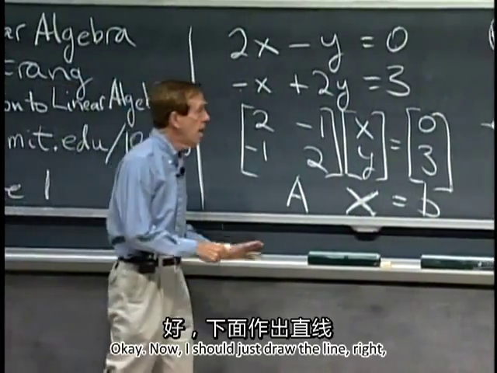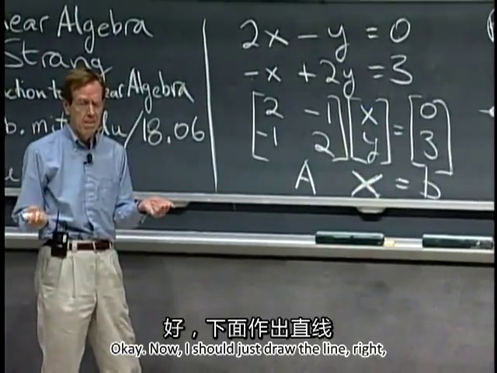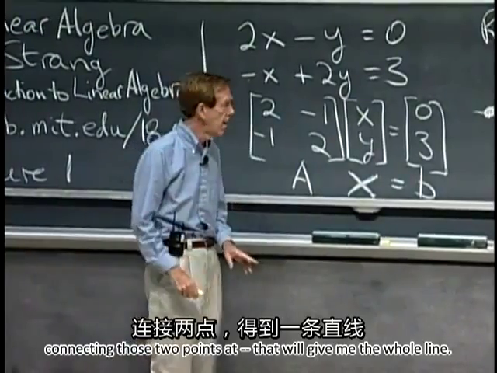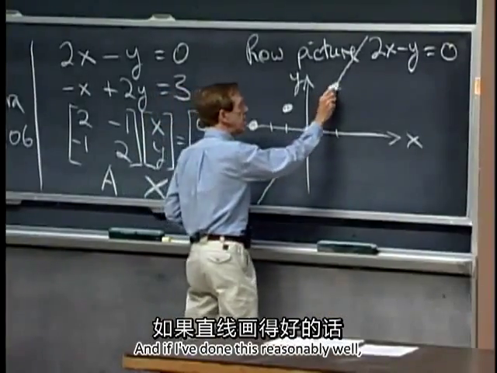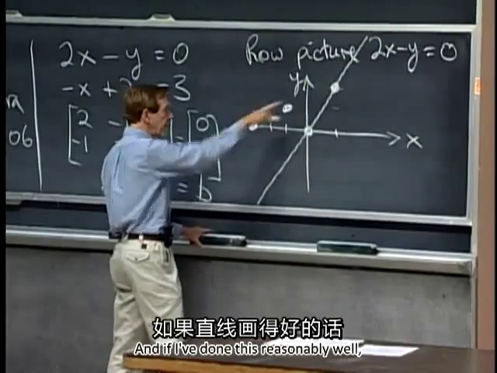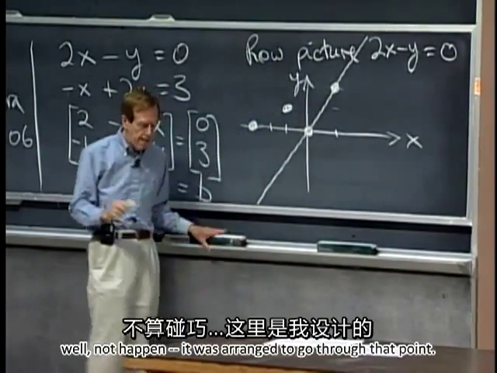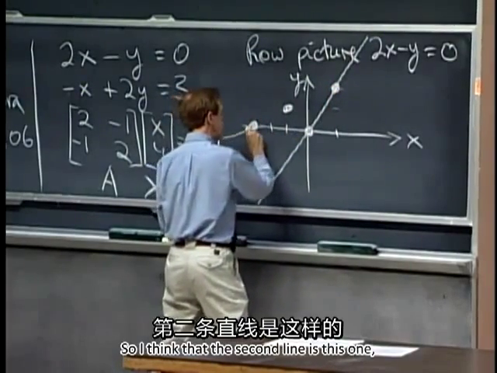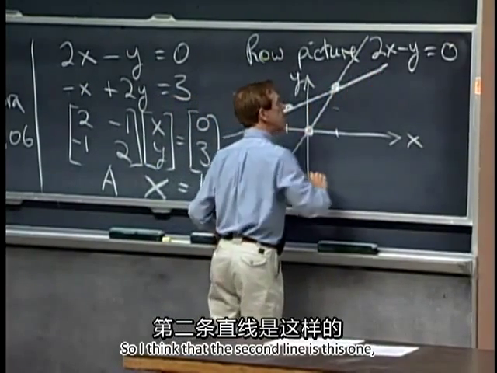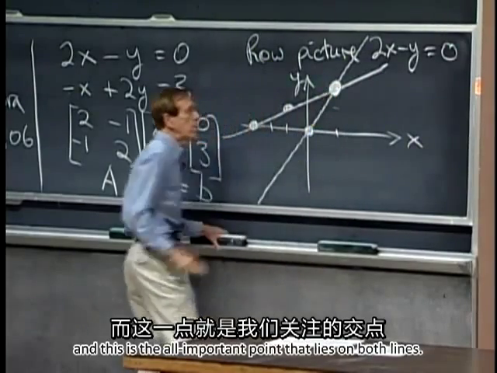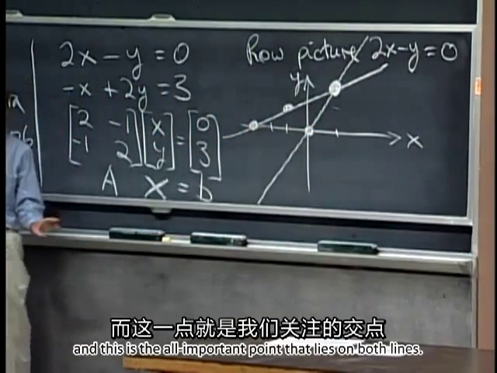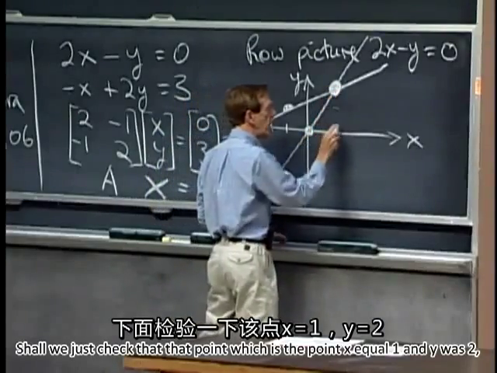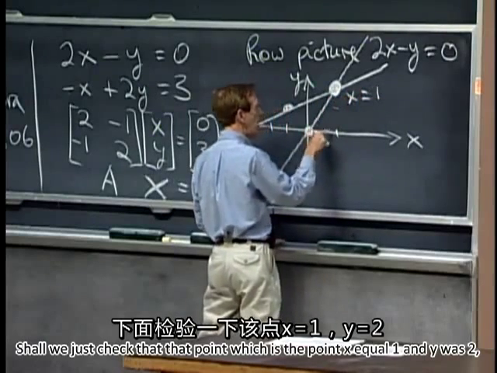Okay, now I should just draw the line, right? Connecting those 2 points, that will give me the whole line. And if I've done this reasonably well, I think it's going to happen to go through, well, not happen, it was arranged to go through that point. So I think that the second line is this one, and this is the all-important point that lies on both lines.